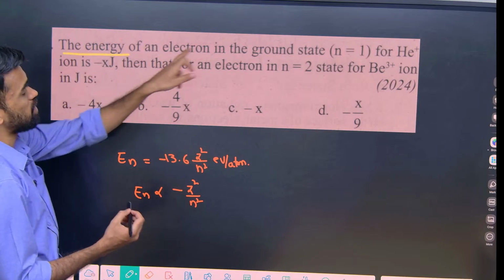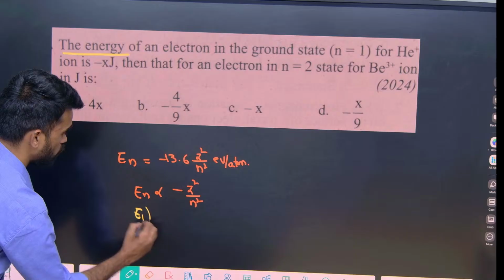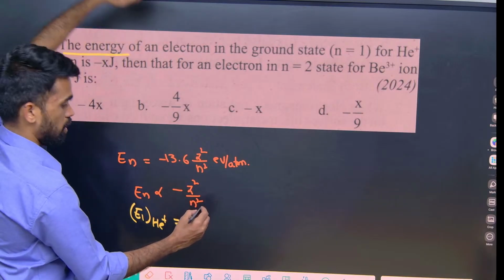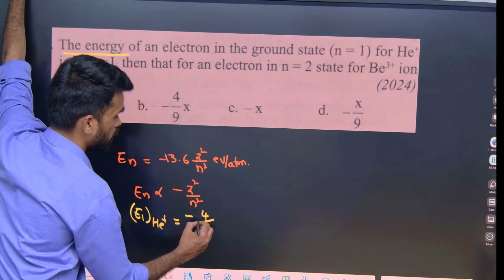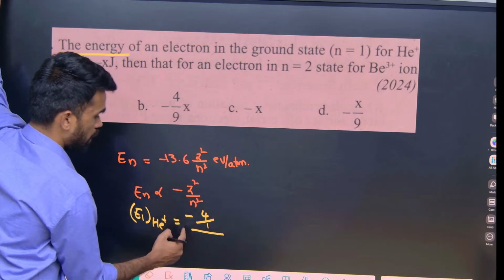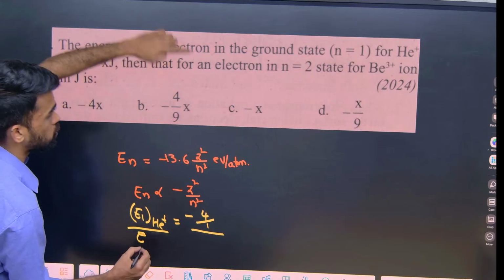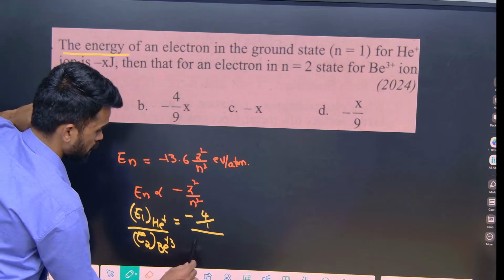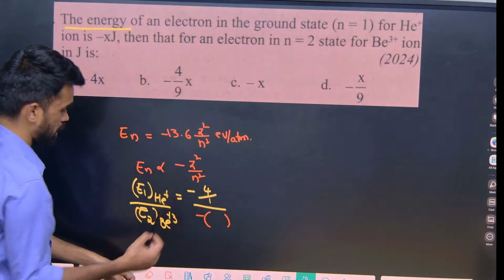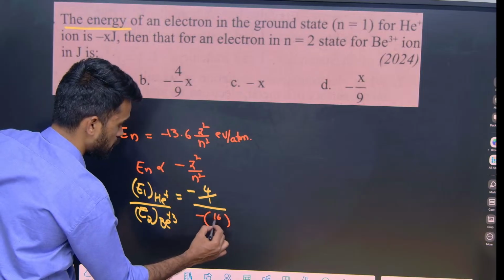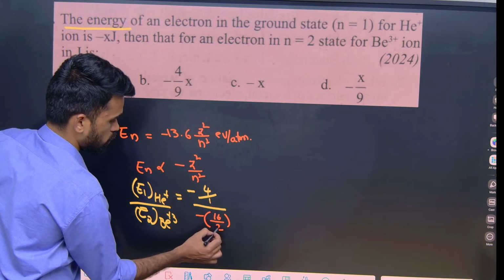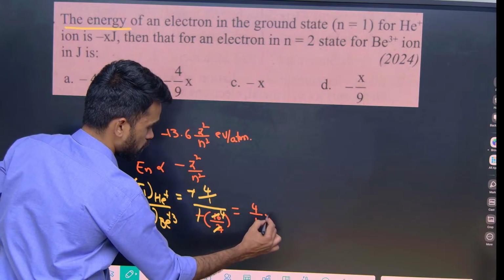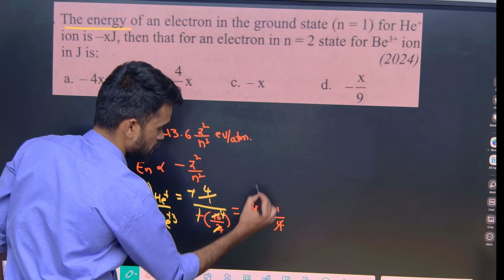See, first, the energy of electron in the ground state of helium. So E1 of helium ion is equal to minus Z square. Z is the atomic number, so 2, and 2 square is 4, by ground state n equals 1 here. And for the electron in the second level of beryllium plus 3, it's a ratio, so you can take it this way. Z square is 4 square, 16, and n is 2 square, 4. So it will be 4 times, minus is removed. So you get 4 by 1 and again 4 by 1. So it is the same, we got 1.